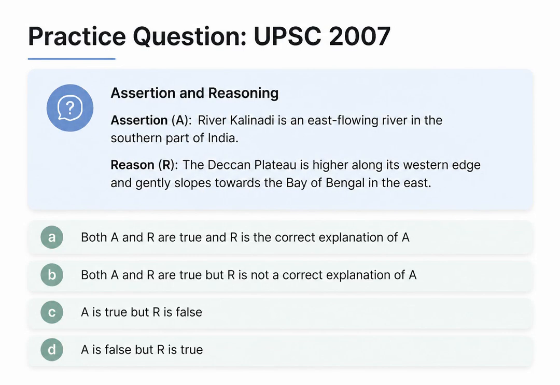Let's test our understanding with a past UPSC question from 2007. We have an assertion stating that the river Kaladi is an east-flowing river in southern India. The reason provided is that the Deccan Plateau is higher along its western edge and gently slopes towards the Bay of Bengal in the east. Take a moment to consider the options.